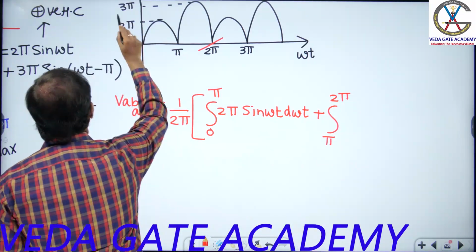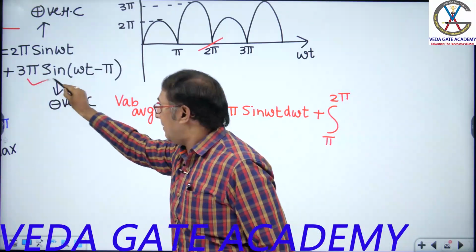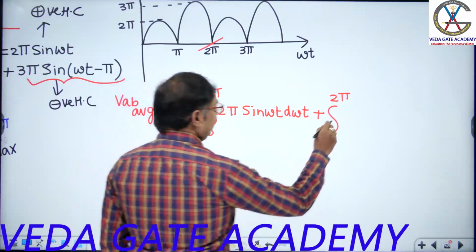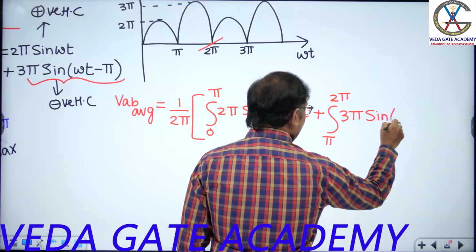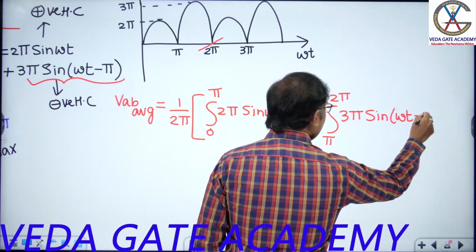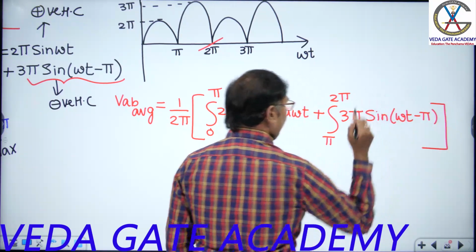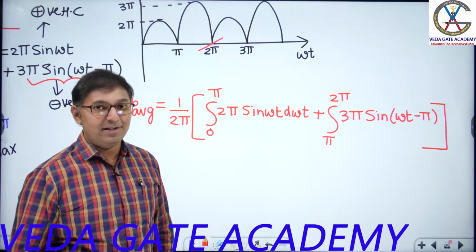What is the amplitude? 3 pi. See, here I have written the function. What is that? 3 pi sine omega t minus pi. Put the same function here: 3 pi sine omega t minus pi. Getting the point, sir?